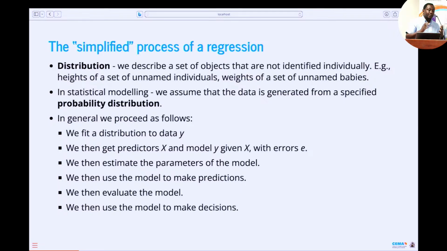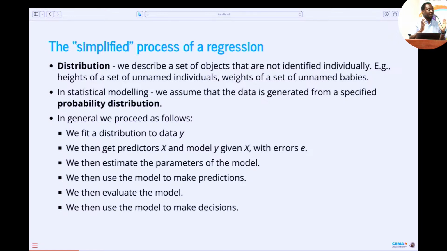In statistical modeling, we want to assume the data is generated from a specified probability distribution. So heights is a normal distribution, and yes/no is what kind of distribution? I think you have been talking about this quite a lot in the class. So then we fit a distribution to the data of the outcome, which we refer to as y, and then we get these predictors, x, which could be, can that be determined by you being male or female?